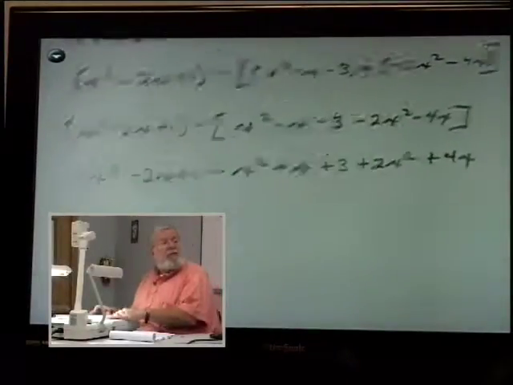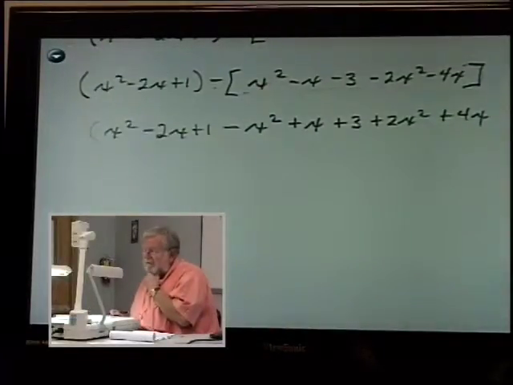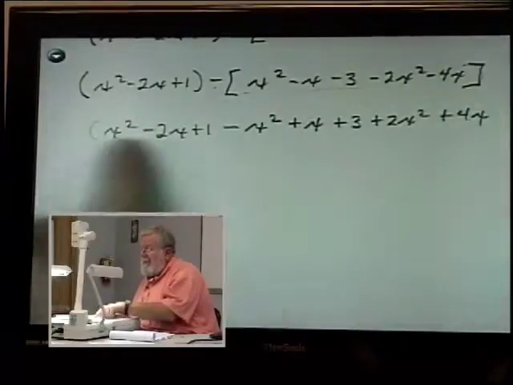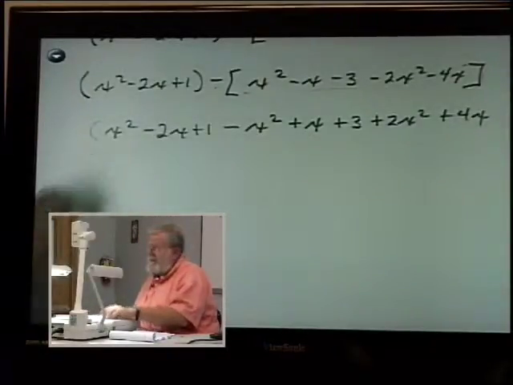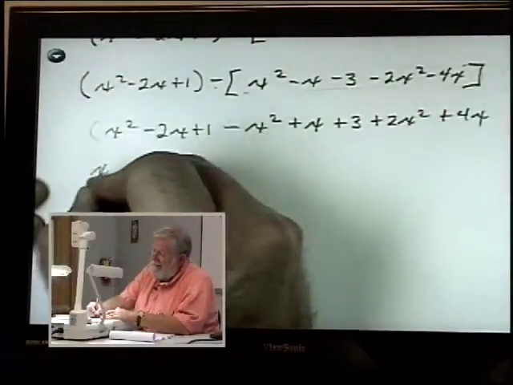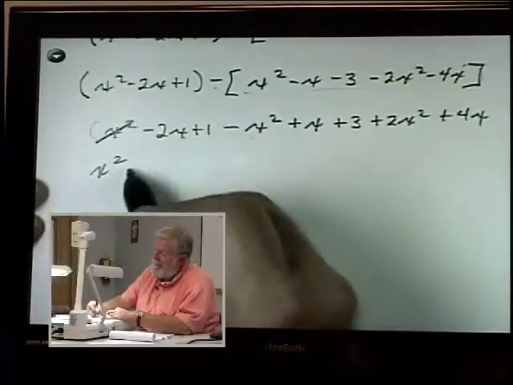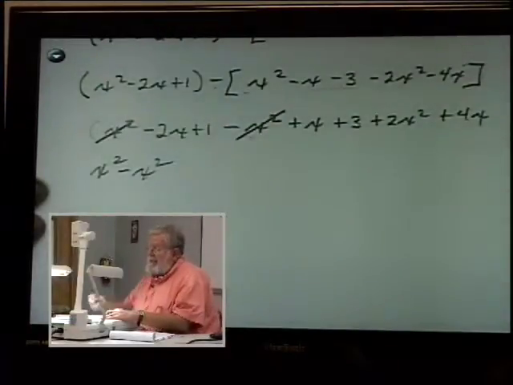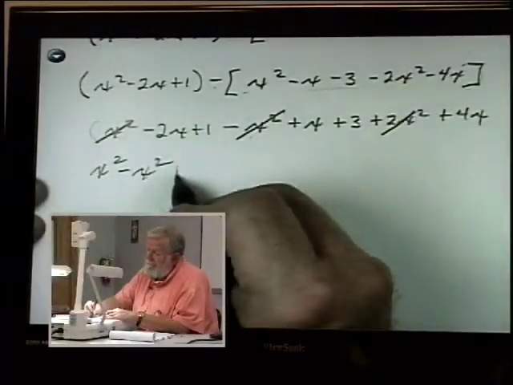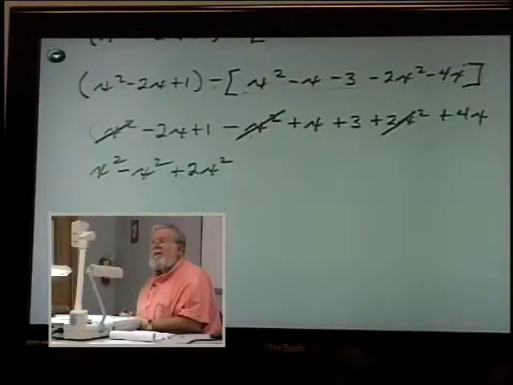We can go through and group our terms and then add the like ones. So the highest exponent we have anywhere is this x squared term. So we'll start with those. We have x squared, that's this. Then we have this one is a minus x squared. And then we have a plus 2x squared. That takes care of the x squared terms.